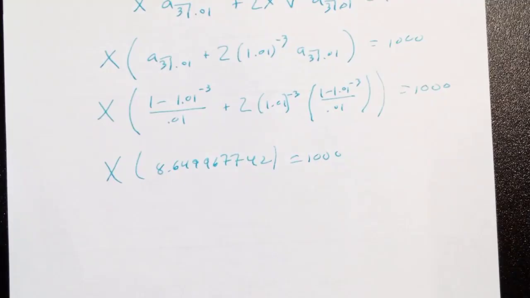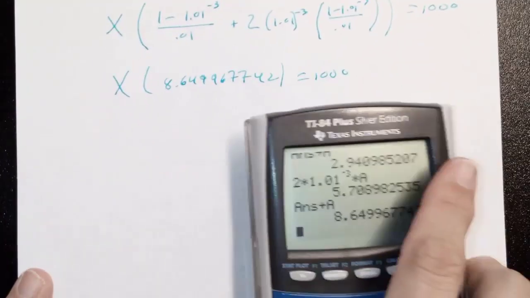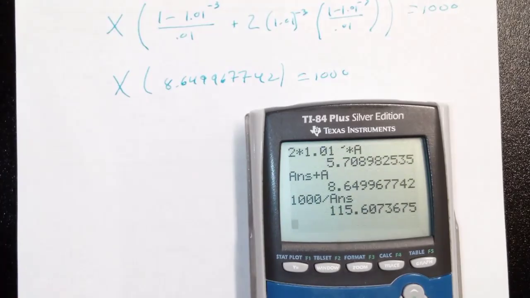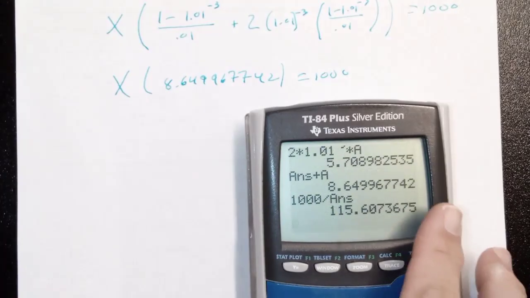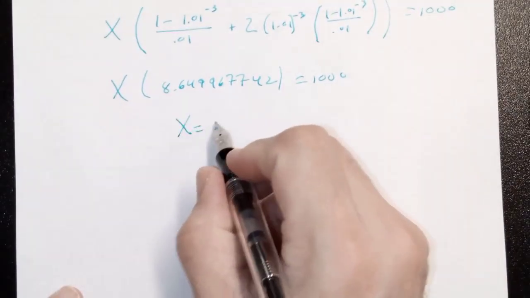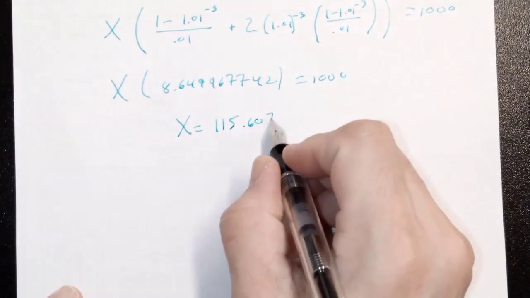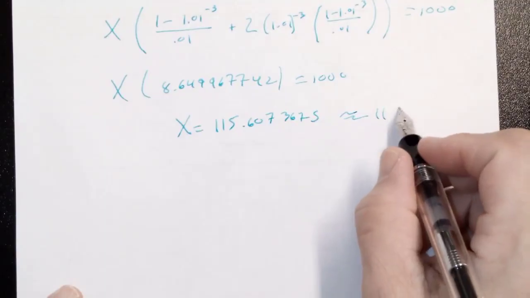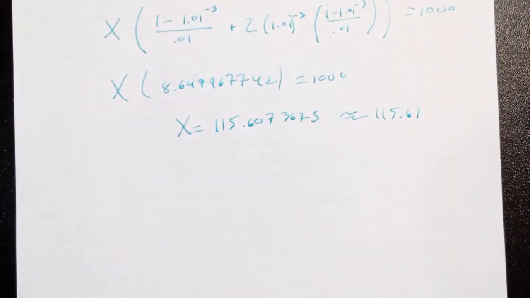So I divide 1,000 by this. 1,000 divided by this number. There you go. That's X. If we round, we'll call that 115.61.